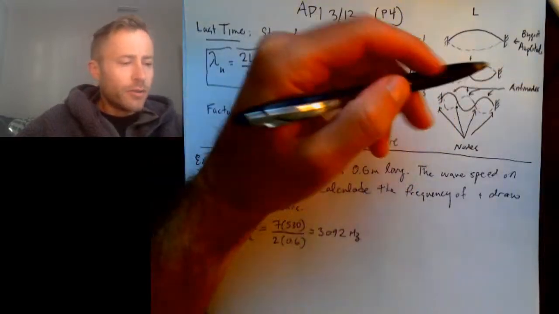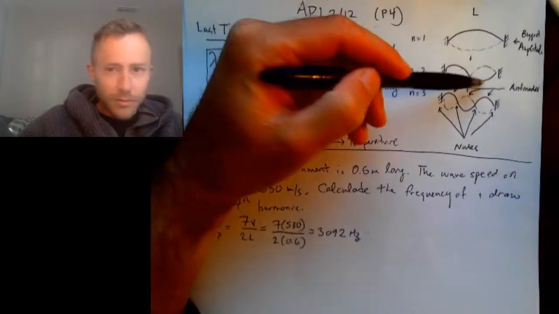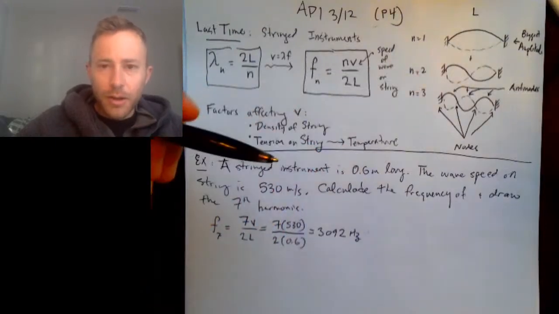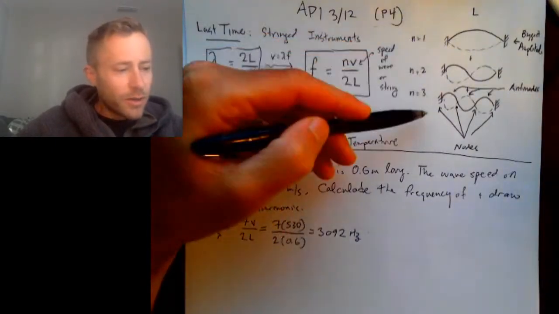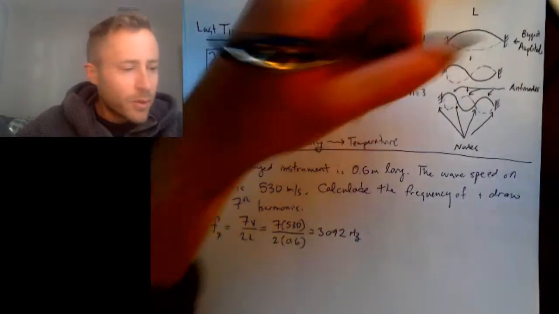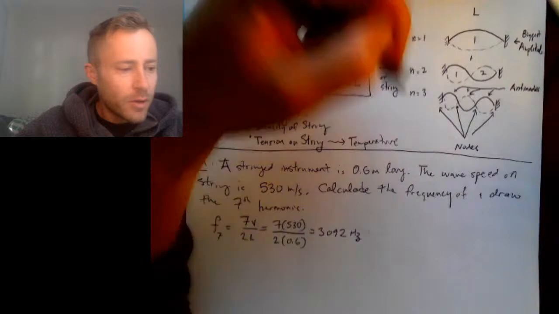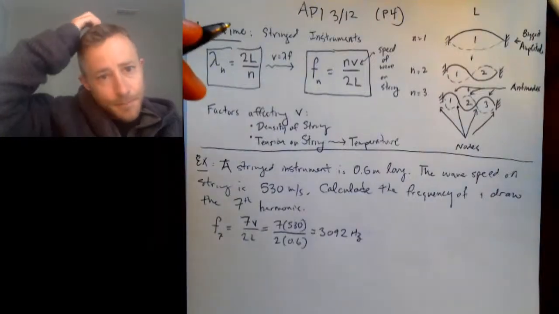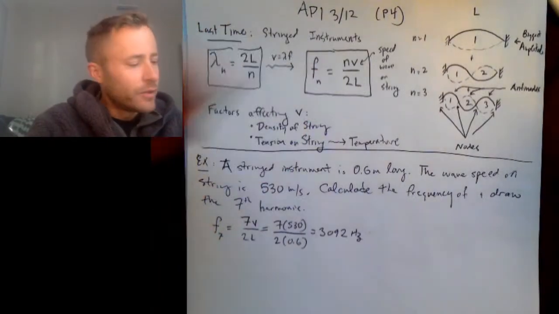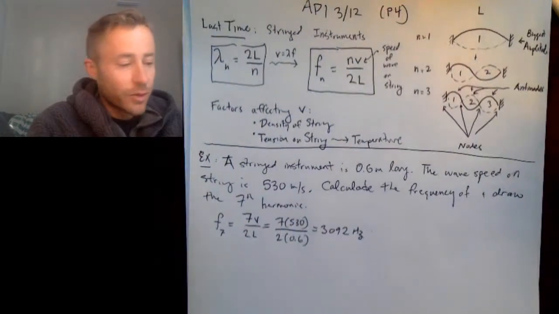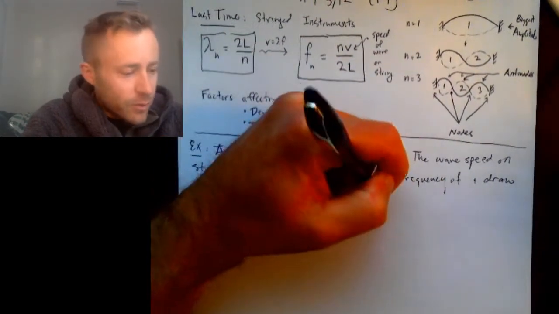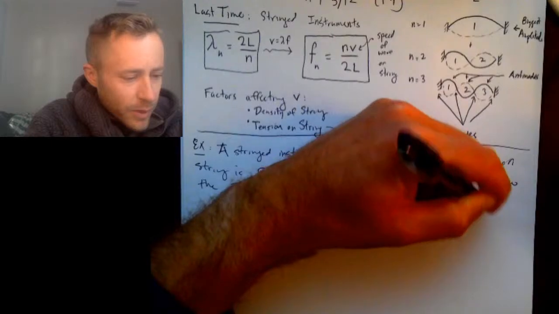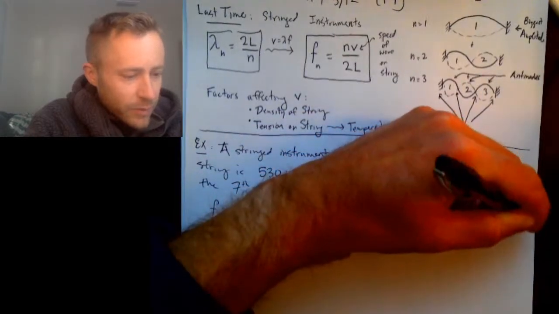I called these little vibrating portions of the string footballs. That's not a technical term, but you can see that the harmonic number is basically counting the number of footballs. Here we have 1 football, here we have 2 footballs, here we have 3 footballs. And so the 7th harmonic, by extension, is going to have 7 footballs. So I'll draw 7 footballs: 1, 2, 3, 4, 5, 6, 7.